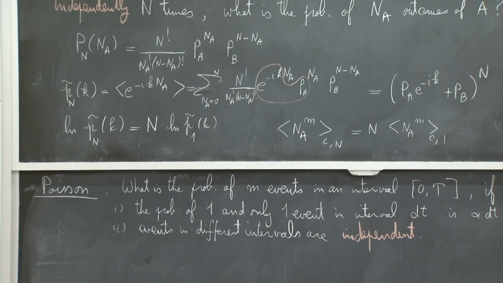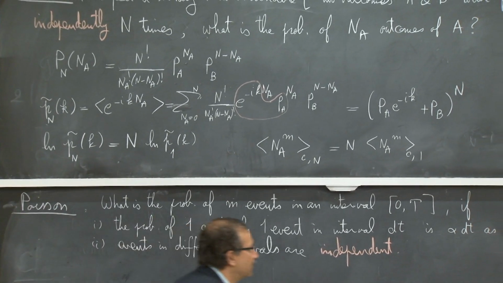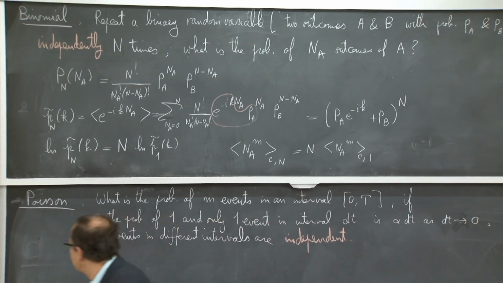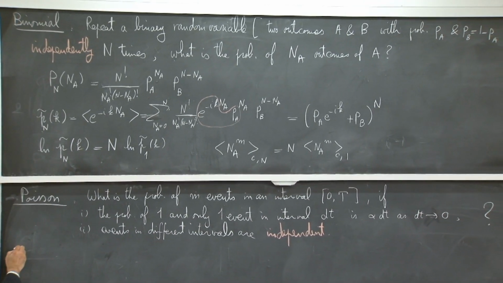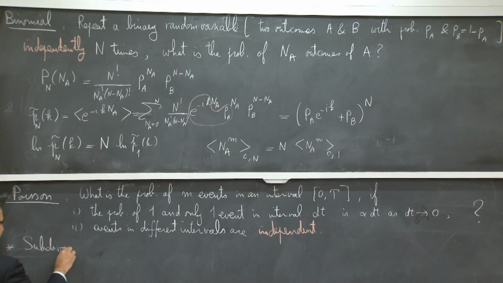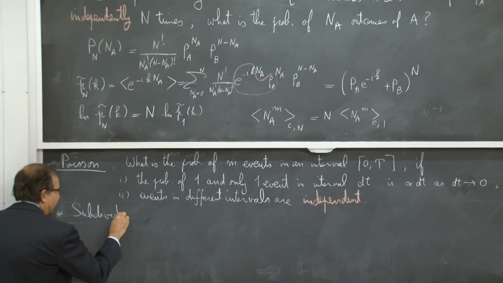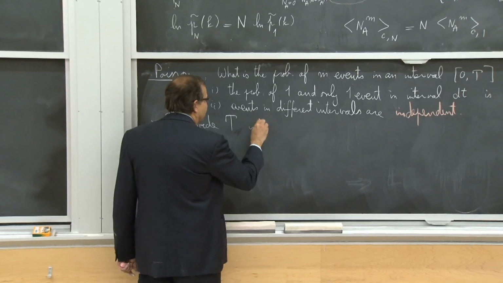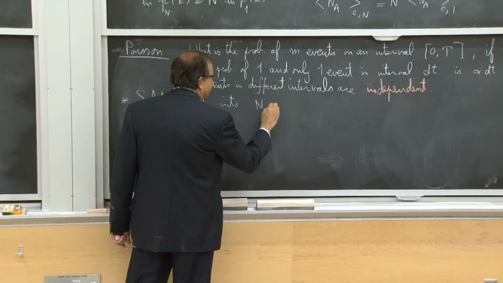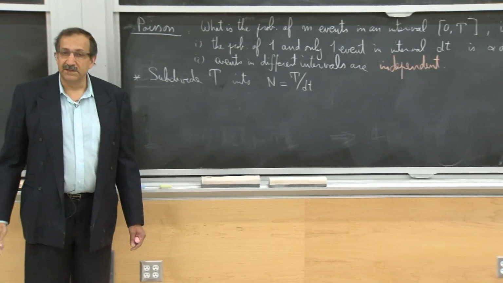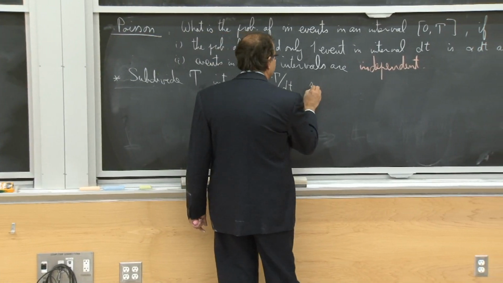And so this is the question. What is this probability? And to get the answer, what we do is to subdivide our big interval into n, which is big T divided by small dt, subintervals.